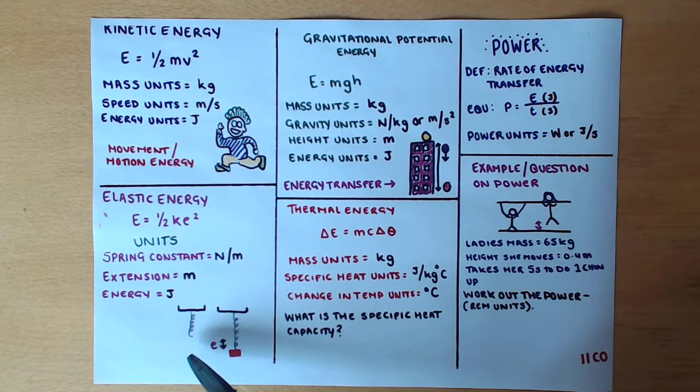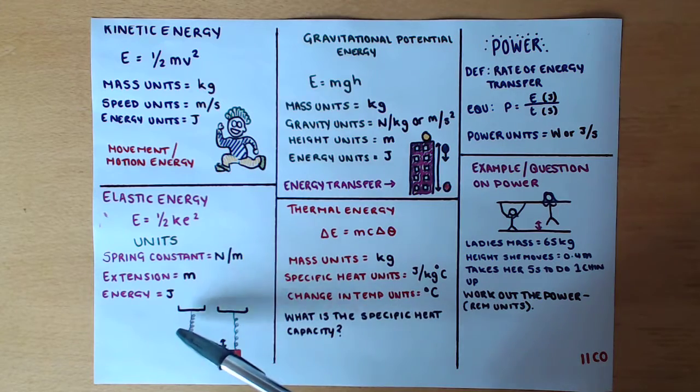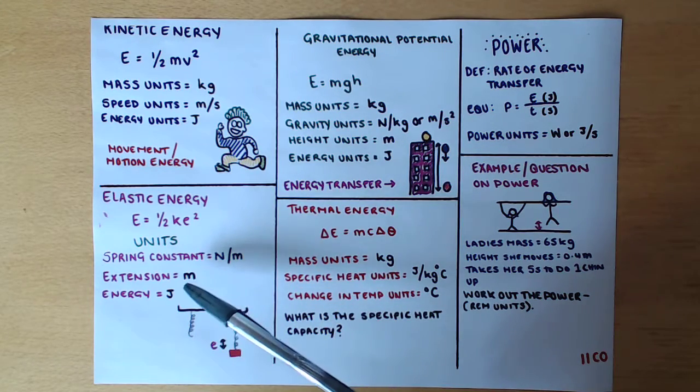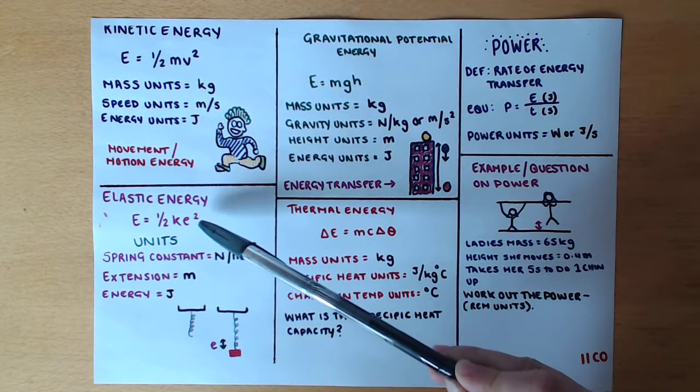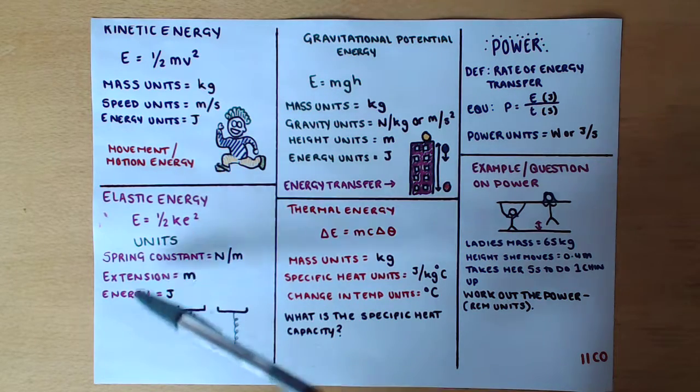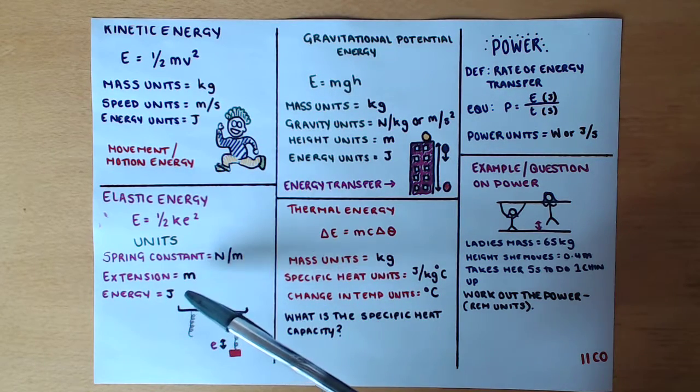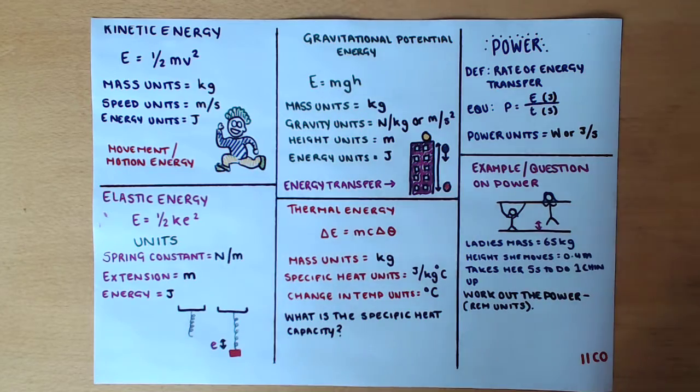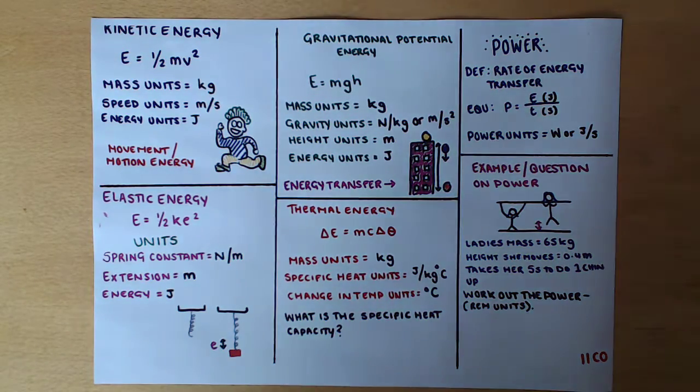If you consider this spring here as the initial position because no mass is attached, and you consider this as the final position because mass has been attached and the spring has stretched, the distance from the initial position, e, is what the extension is, and that's what you put into your equation here. Now capital E is the energy, and that's given in joules, denoted by a capital J. So that's elastic energy. Let's move on to gravitational potential energy.